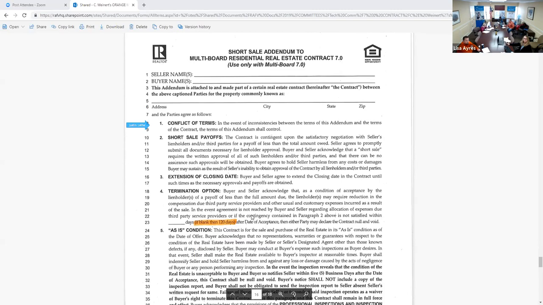Short sale addendum. Good news. I think most of us would agree, not as many short sales now as there were a few years back. The only change we made in this document occurs on line 23.